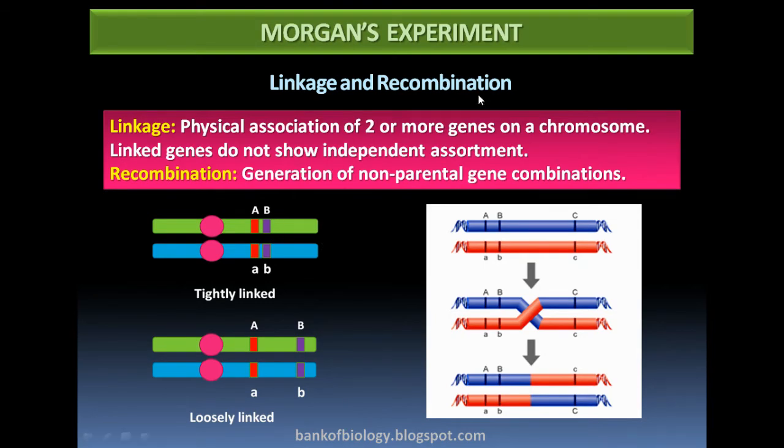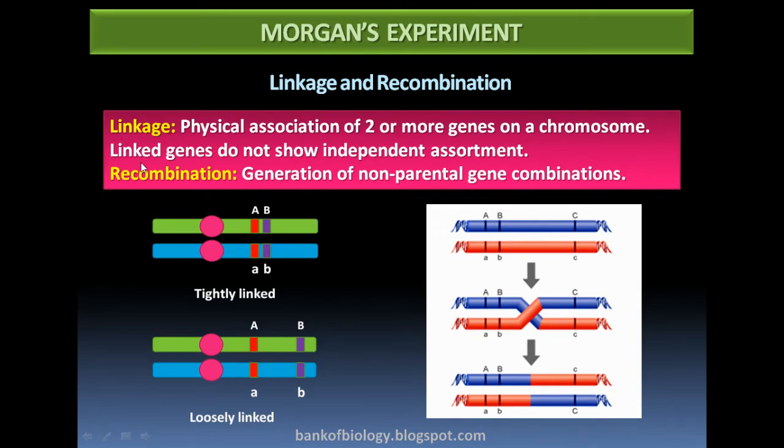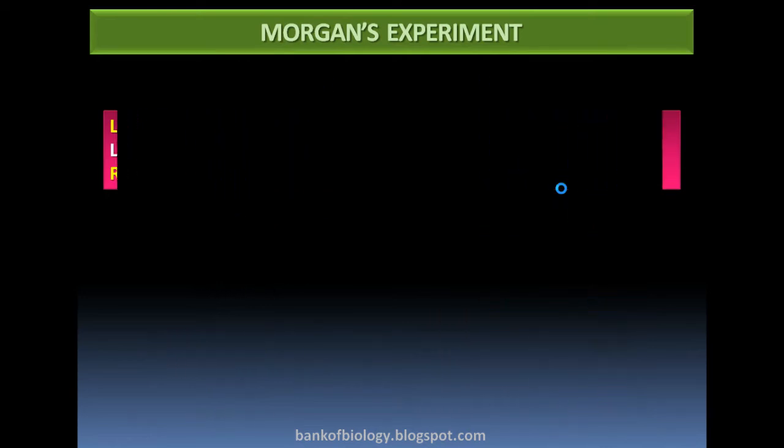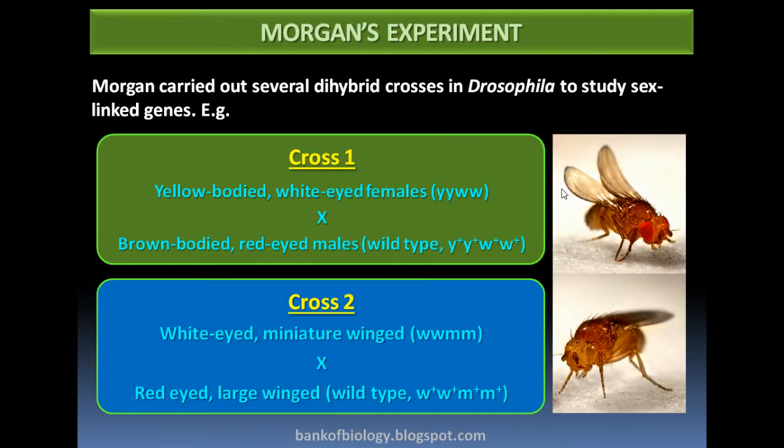So linkage results in parental gene combinations, and the other term is recombination. In recombination, the genes are placed far apart from each other so that they can assort independently, and they form non-parental gene combinations. So linked genes produce parental combinations in the progeny, whereas recombination produces non-parental types.